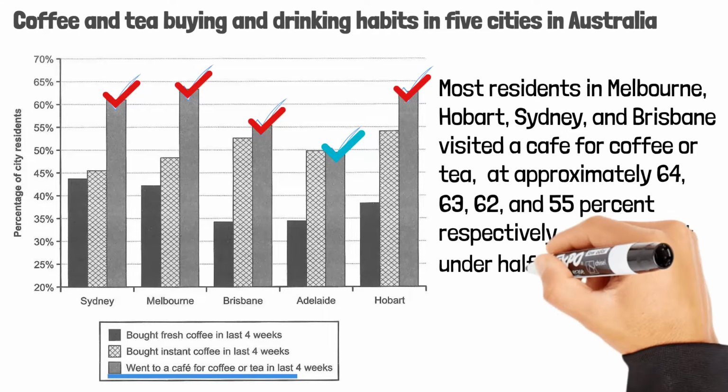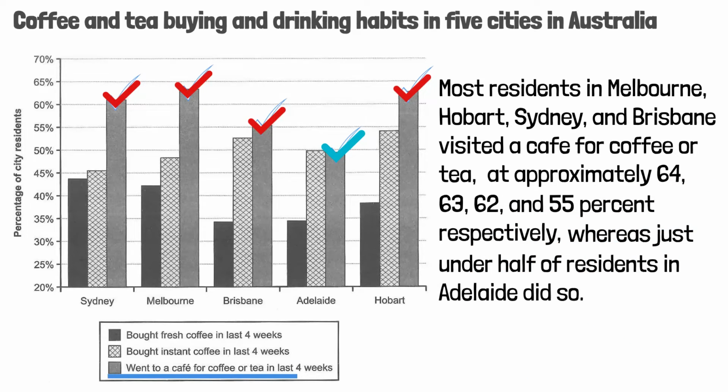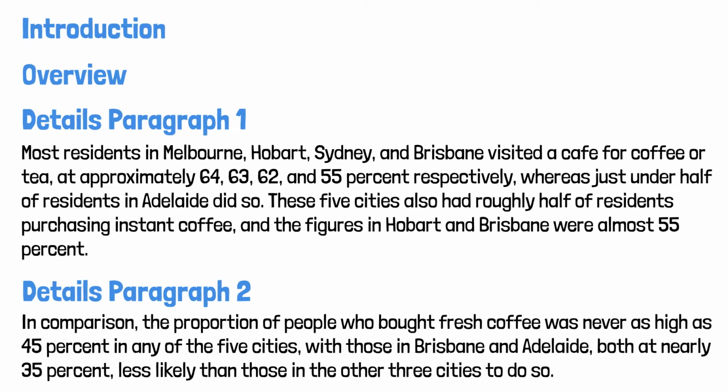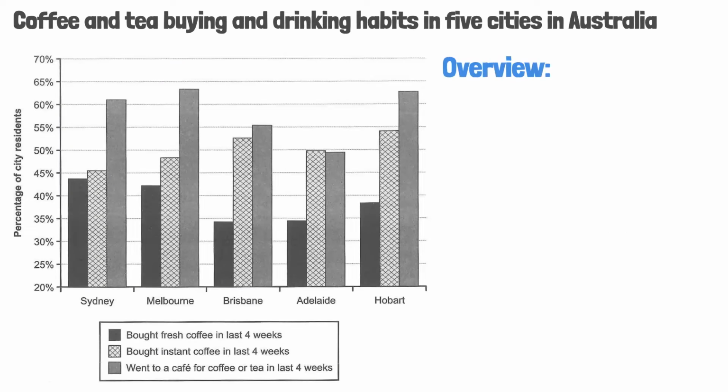Whereas just under half of residents in Adelaide did so. These are the two details paragraphs. Now let's move on to the overview paragraph. I prefer to put the overview right after the introduction. You can put it at the end of your essay if you want. Either way is fine. So in the overview paragraph, we say what the two most significant features of the graph are.